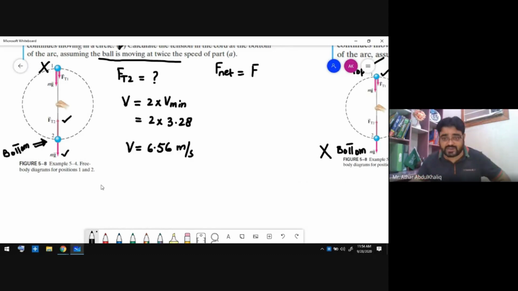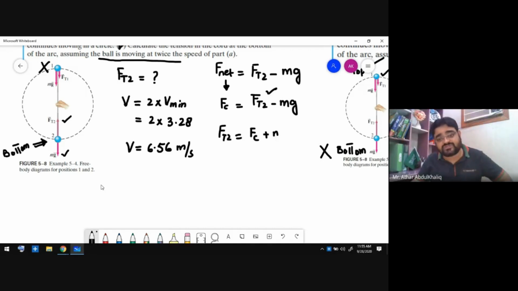I need the net force, and for the net force, will I add Ft2 with mg or subtract? I will subtract: Ft2 minus mg. Now again, what is this net force? This net force is the centripetal force because the ball is moving around the circle. So I will change this F net into Fc is equal to Ft2 minus mg. Now I need to find this Ft2, so mg will be on the other side. So what will be the expression? Fc plus mg. Do you remember the value of Fc?